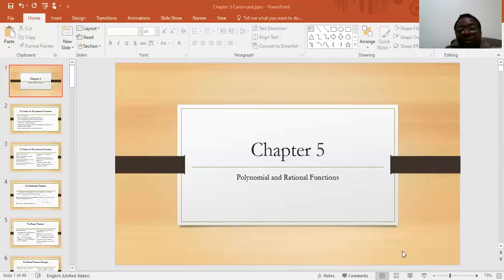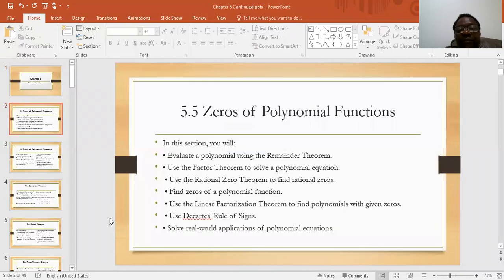I will continue chapter 5 from here. Let me add the chapter 5 PowerPoint screen. In the previous lecture, we covered sections 1, 2, 3, and 4. In this lecture, we are going to continue with sections 5, 6, 7, and 8.